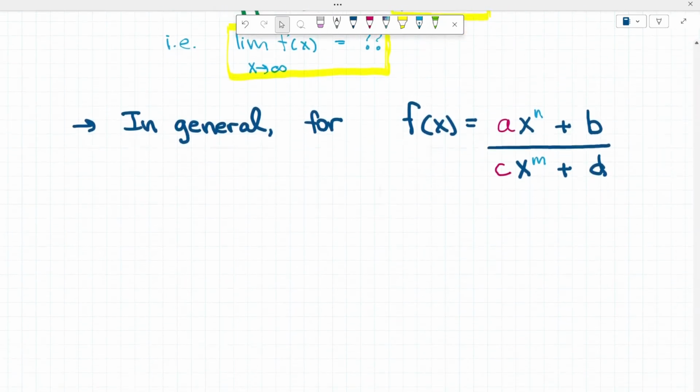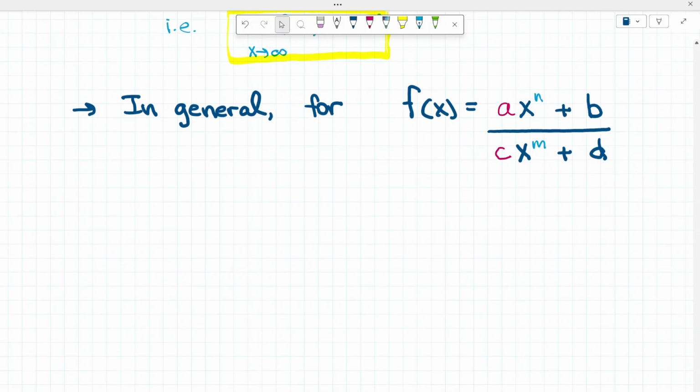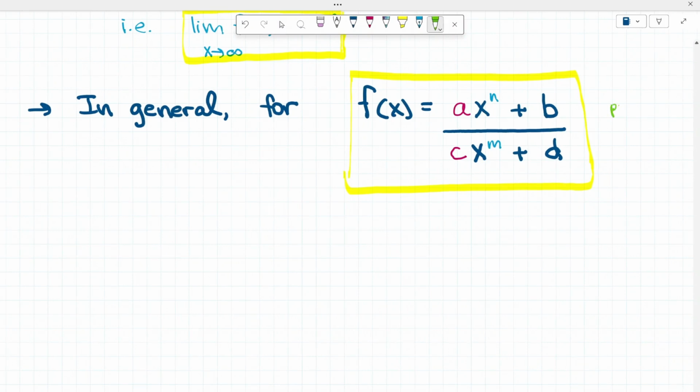Okay, that's enough background. Let's dive in. In general, we can consider some rational function in this form. We have f of x equals a times x to the power of n plus b, all divided by c times x to the power of m plus d. We can view this as a polynomial divided by a polynomial.